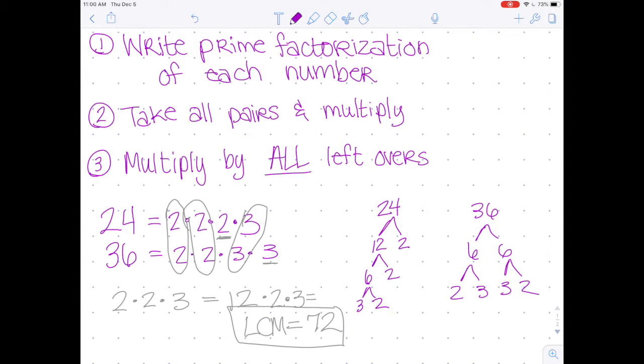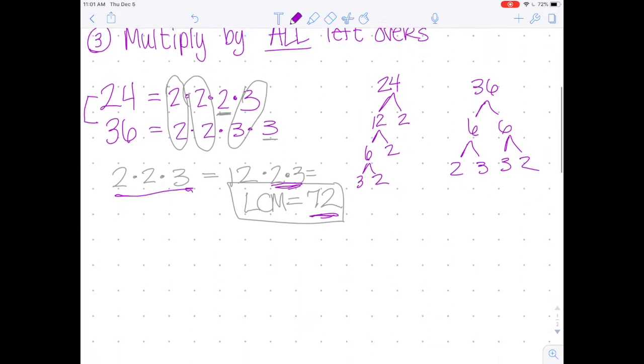So first we write the prime factorization, which we did right here. We circled the pairs and multiplied. Then we multiplied that answer by all the leftovers. And we got 72 as our least common multiple. Let's try this again.